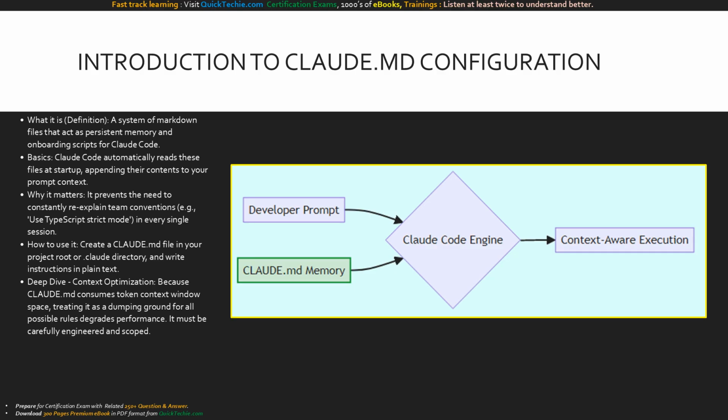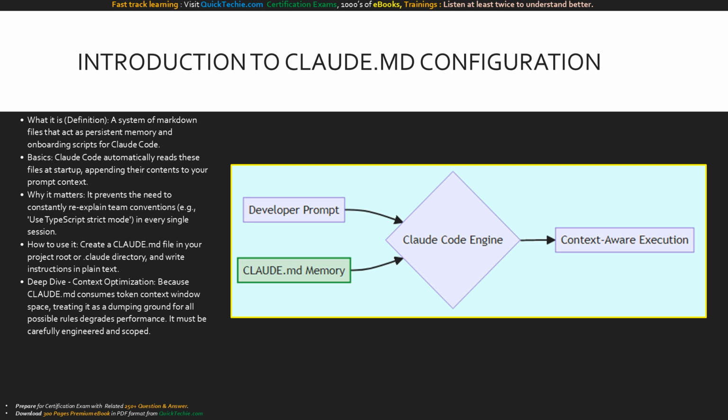How does it work? You simply drop a CLAUDE.md file into your directory and write your rules in plain Markdown. However, as senior architects, we must recognize a critical deep dive point. Everything in this file consumes your context window. If you dump an 800-line monolithic rulebook into the root file, you will exhaust Claude's attention and degrade its coding performance. Take a look at this high-level execution flow.